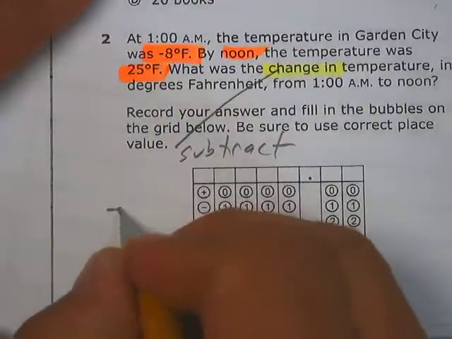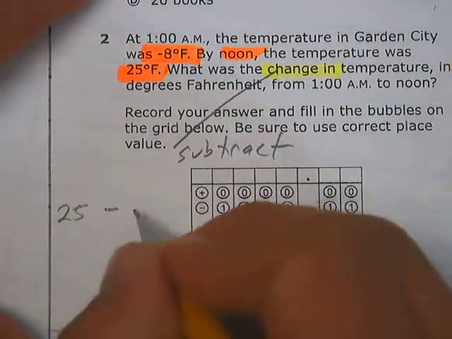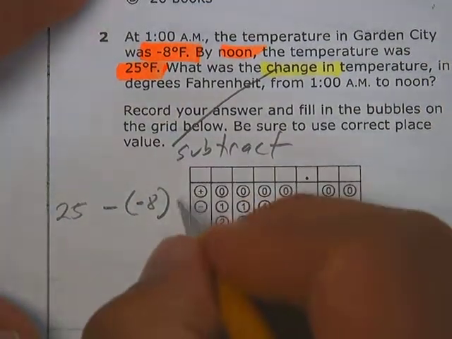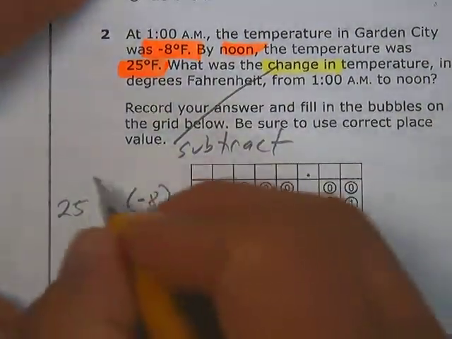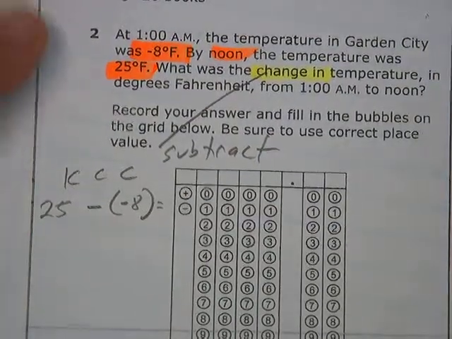Okay, so we're gonna have to subtract, and so I'm gonna put, okay, subtraction in the middle. 25 degrees here minus -8. Okay, your answer is what you get here. Don't forget your strategy, KCC, and just figure it out and you'll get it.